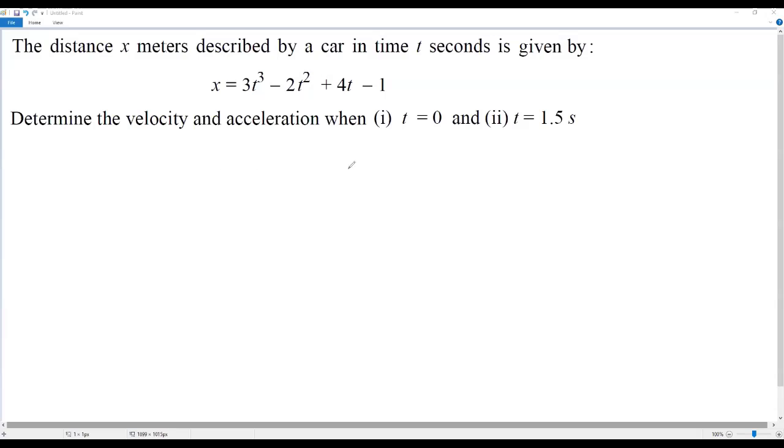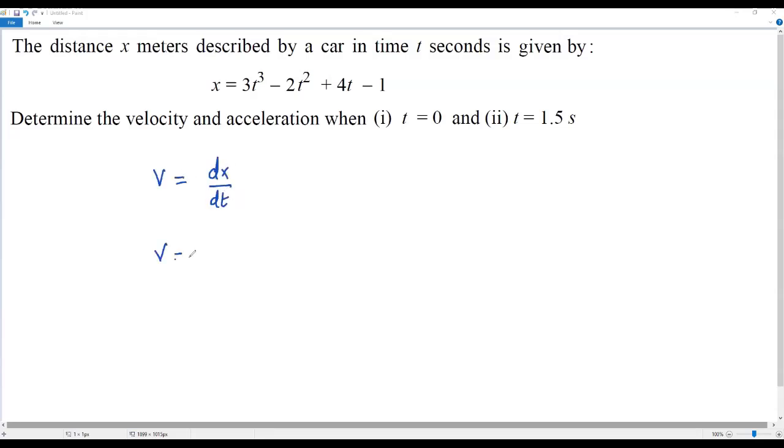Okay, to determine the velocity and acceleration for the given timings, t equals 0 and t equals 1.5 seconds, first we have to find the velocity function and acceleration function. To get the velocity function, I have to find the derivative of the given position function x with respect to time. That is v equals dx/dt.